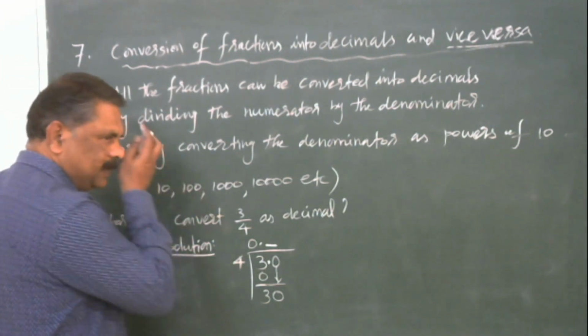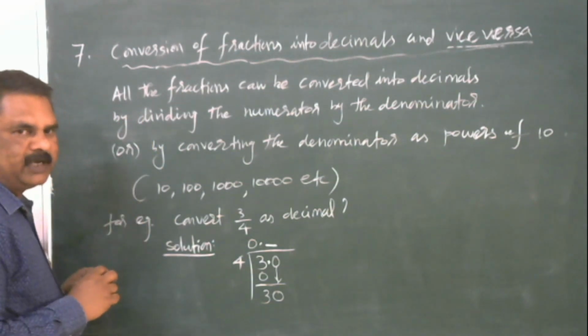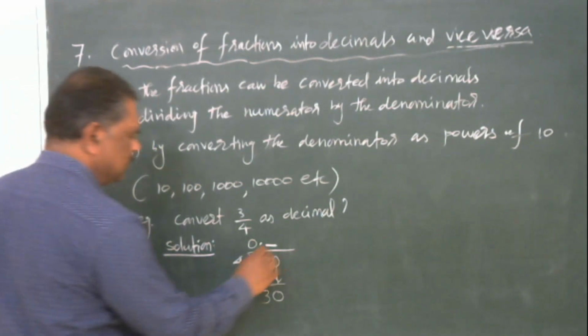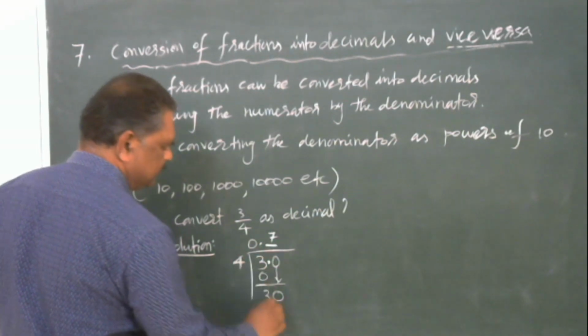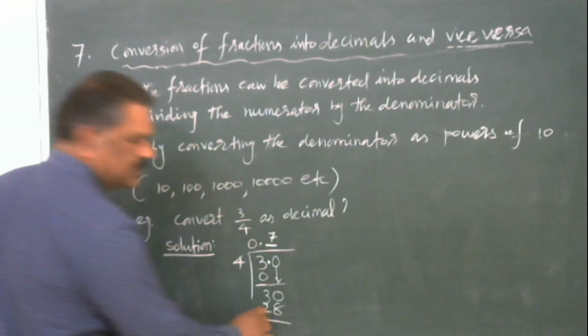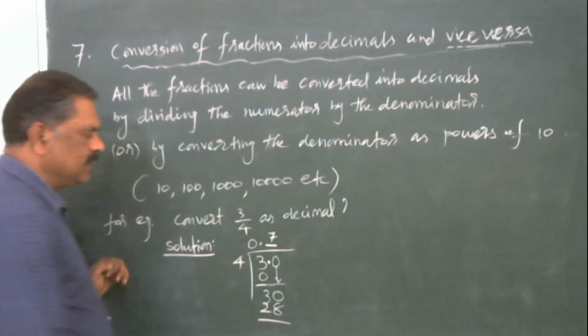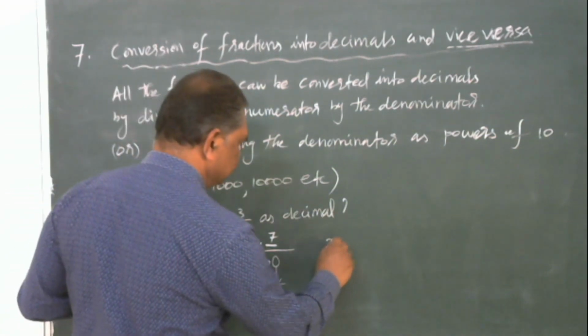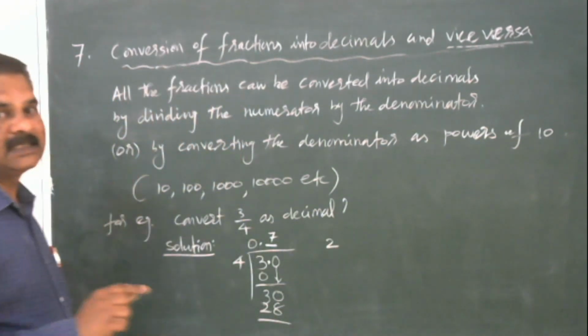4 people are there. How many tenths can we give to 4? 7 each. 7 fours are 28. So what will be remaining? Remaining is 2. 2 tenths will be remaining.